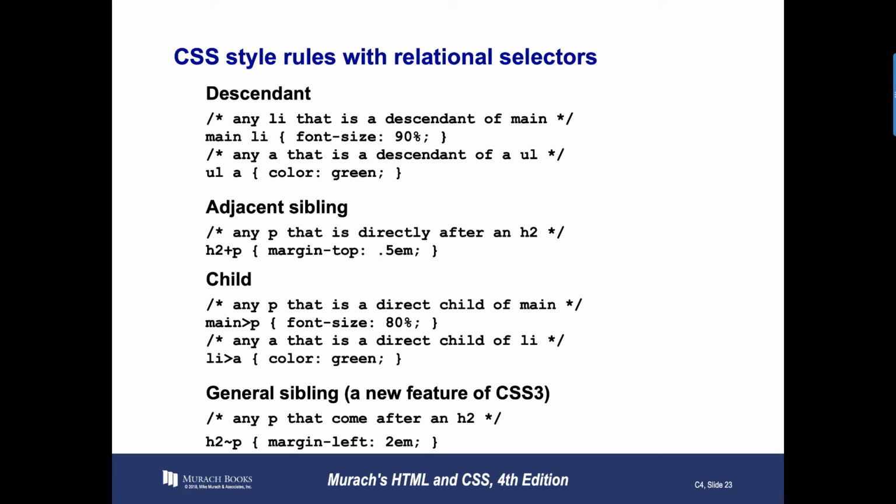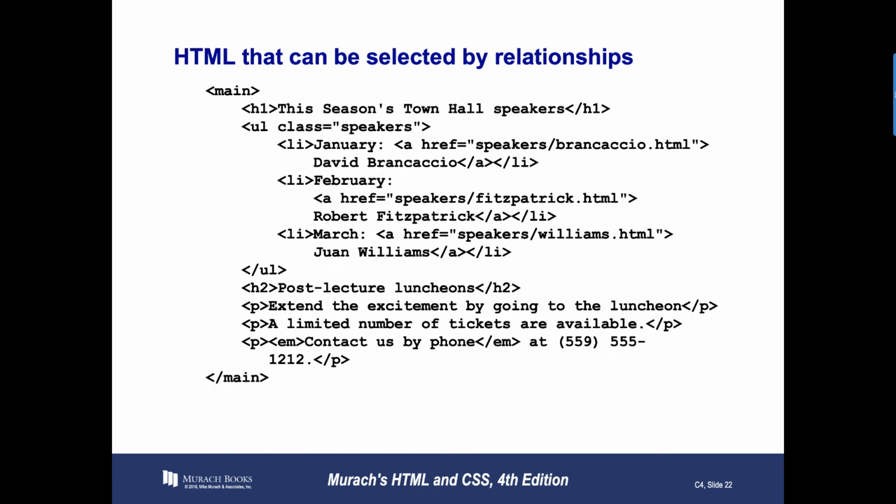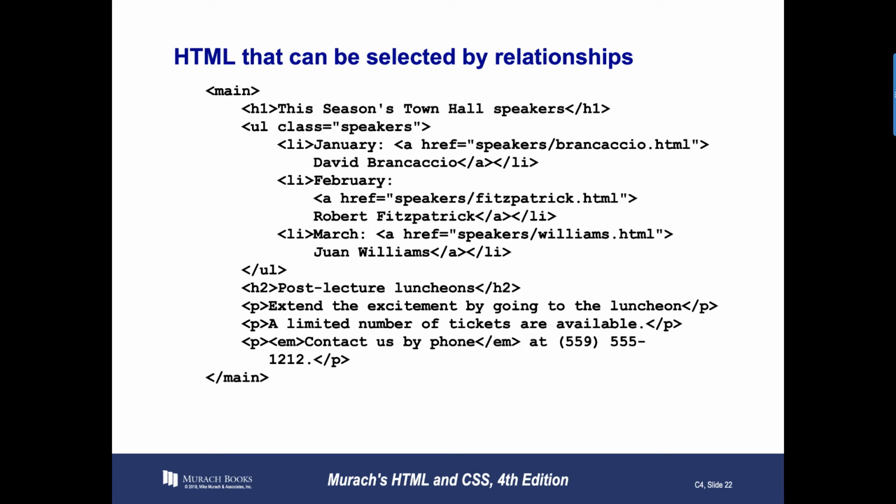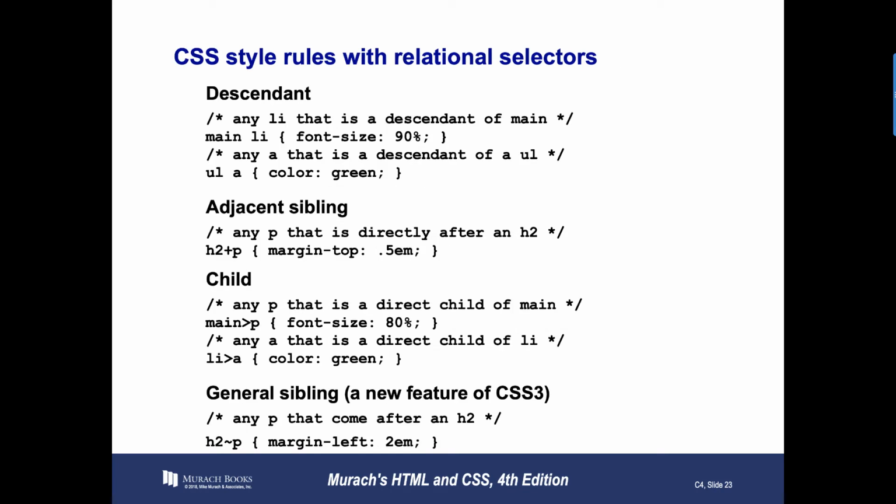Then you have child selectors. And I say here main greater than P. And that says any paragraph element that is a direct child of main. A direct child of main. Okay? So you can see you have H1, UL, H2, and P, right? That P is a child of main. Okay? And then you have LI greater than A. That says any anchor that is a direct child of an LI. And we had some of those in this page here. You can see the list items where it says January, right? Got that? All right. It's going to take some getting used to.